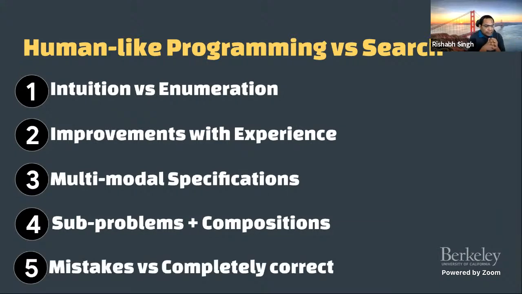Then finally, one more characteristic which is interesting is this notion of being completely correct. Typically, with search-based systems, we try to generate programs that are exactly correct with respect to specifications, but I'm sure many of us have experienced this as well: it's very seldom the case that we write the correct program in the first go. We typically write a program, we find issues with it, and then we correct it. So also this notion that it's okay to make mistakes and then learn from mistakes, rather than generating full programs at once.